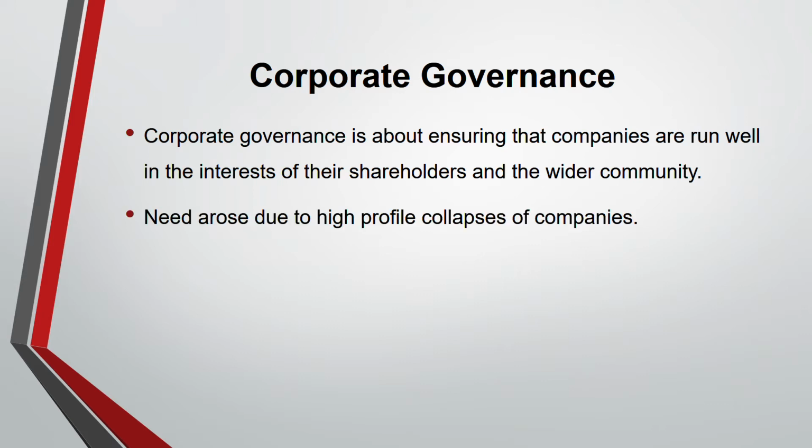Because of the high profile collapses that happened. Maxwell, Enron, so many examples are there. Why? The high profile businesses collapsed because of lack of corporate governance. That's why corporate governance becomes so important.